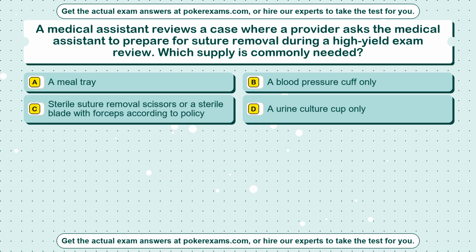Question 98. A medical assistant reviews a case where a provider asks the medical assistant to prepare for suture removal during a high-yield exam review. Which supply is commonly needed? Option A, a meal tray. Option B, a blood pressure cuff only. Option C, sterile suture removal scissors or a sterile blade with forceps according to policy. Option D, a urine culture cup only.